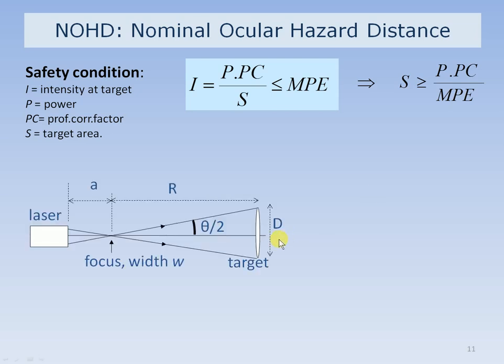This is our situation. We have a laser. This is the distance to the focus, A. The distance to the target is called R. The diameter of the target is D, and the angle is theta. The total angle is theta. The width of the focus is W.